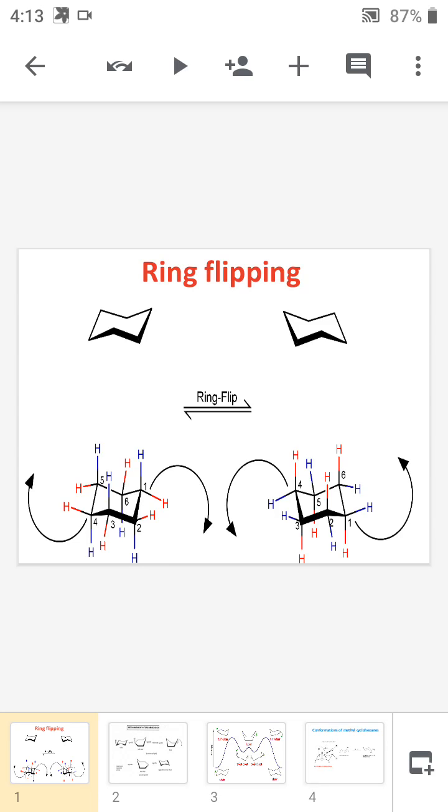This process occurs in a very short interval of time, that means the ring flipping occurs at room temperature itself. So during flipping the axial bond is converted into the equatorial bond, and similarly the equatorial bond is converted into the axial bond.